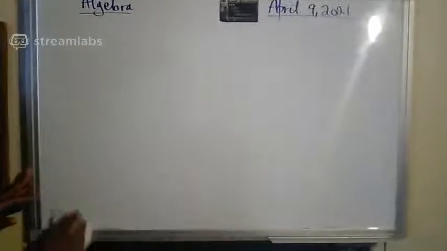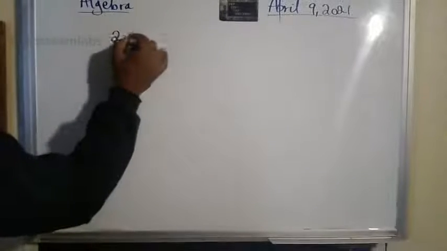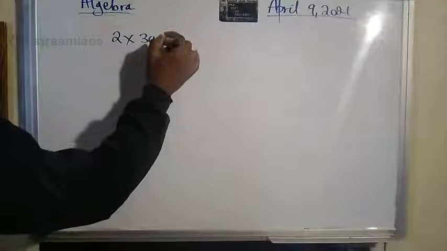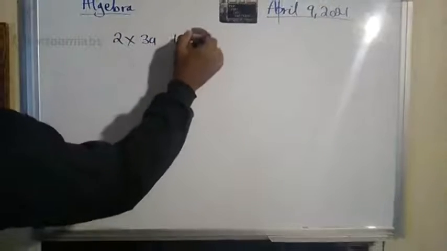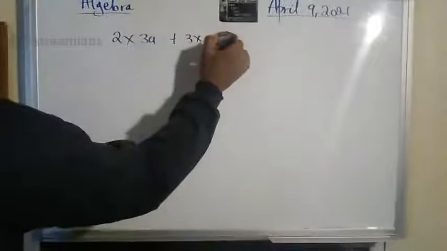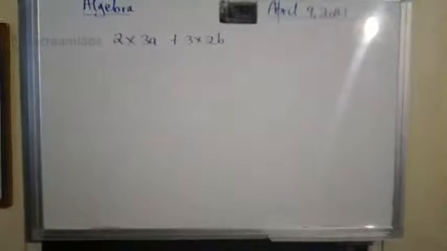Alright. We look at one aspect. Let us look at multiplying. Some little rules, we're not going into too much detail. Let us say we have 2 times 3a plus 3 times 2b. Or better yet, sometimes they will write it like this.